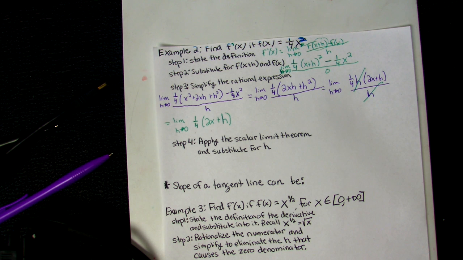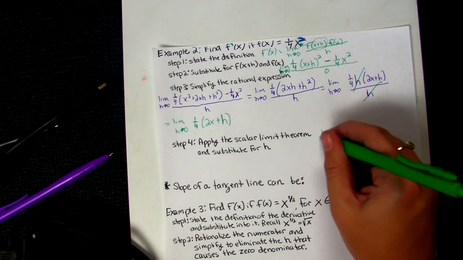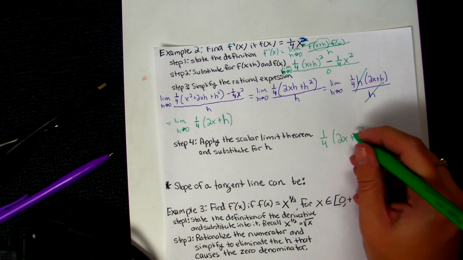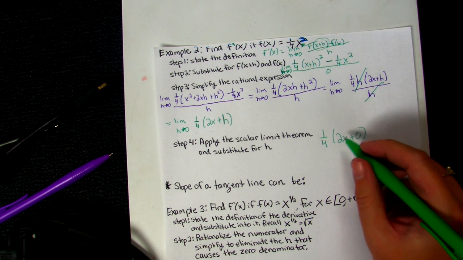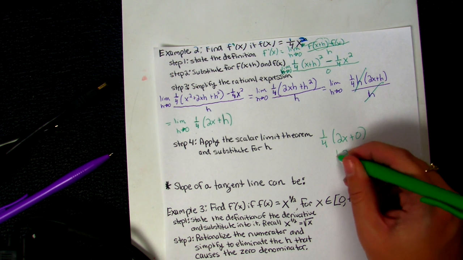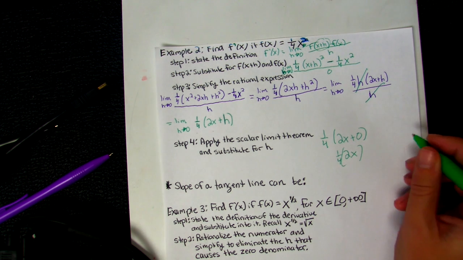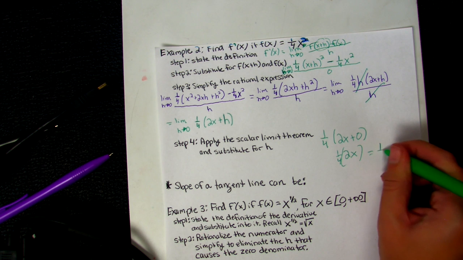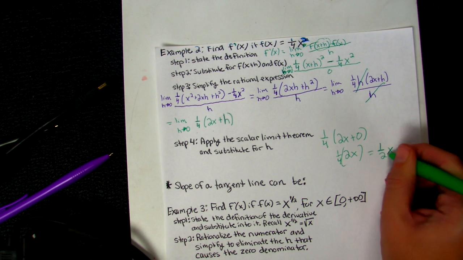All right, so here I can apply the scalar limit theorem and go ahead and substitute my 0 for h. So I have 1/4 times 2x plus 0, which means that I get 1/4 of 2x. So 1/4 of 2 is 1/2, which means I get 1/2 x.